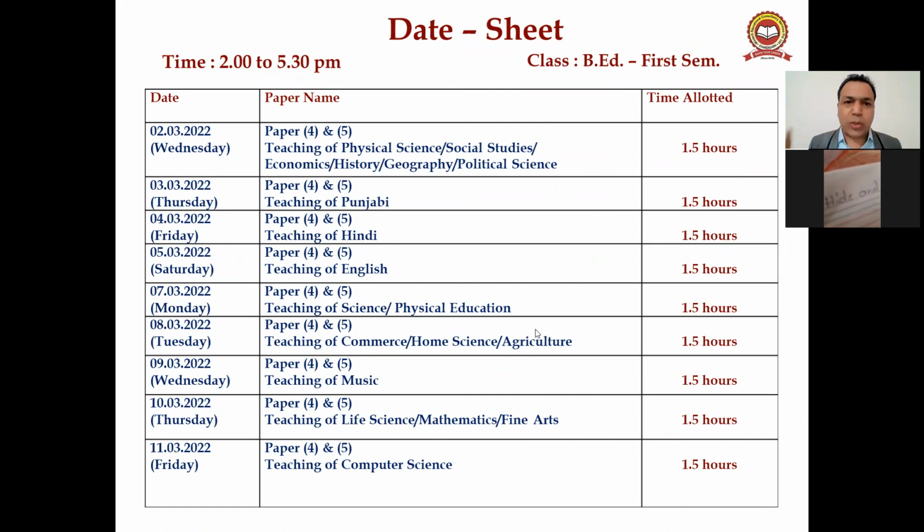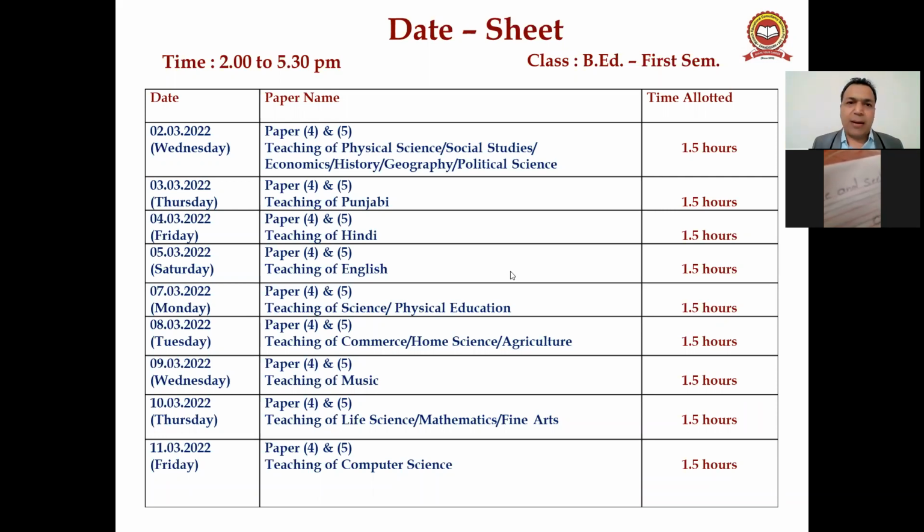According to your subject combination, guys, you can note your teaching subject, and when your teaching subjects fall, on which date. First, 2nd of March: your paper 4 and 5. This is for teaching of physical science, teaching of social science, economics, history, geography, and political science. On 2nd of March, 6 papers would happen; the university is taking teaching subjects according to the teaching subjects. There is no need to note all the papers; you have to note only your 2 teaching subjects and when they fall. On 2nd of March: teaching of SST, teaching of physical science, teaching of economics, history, geography, and political science.